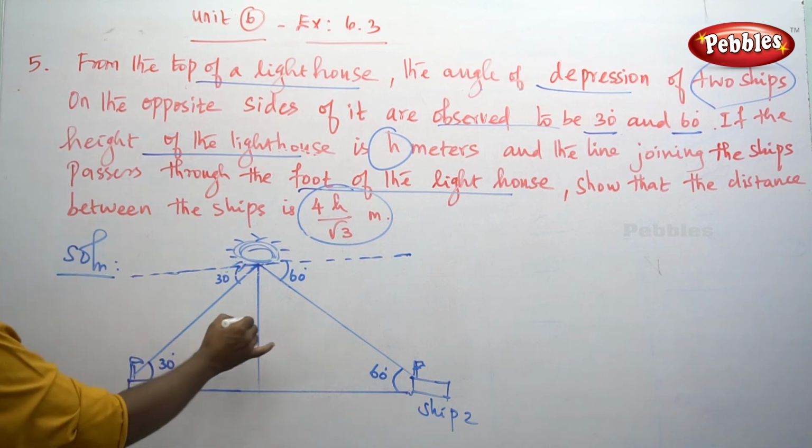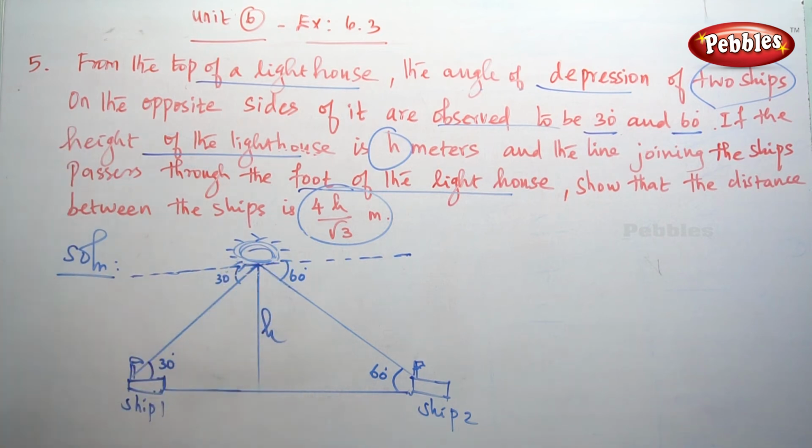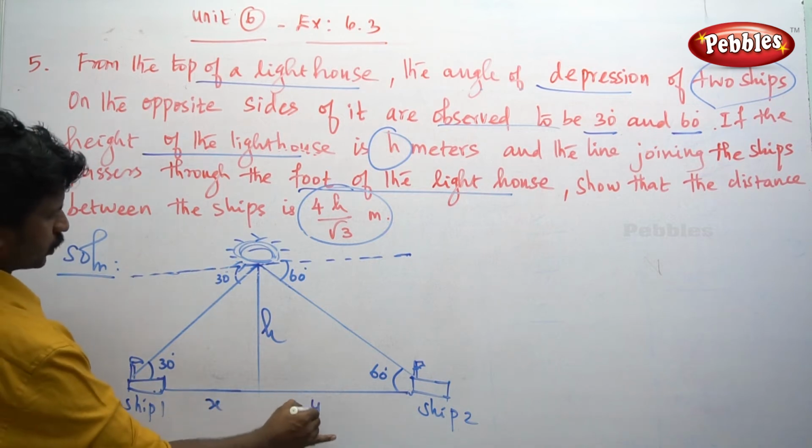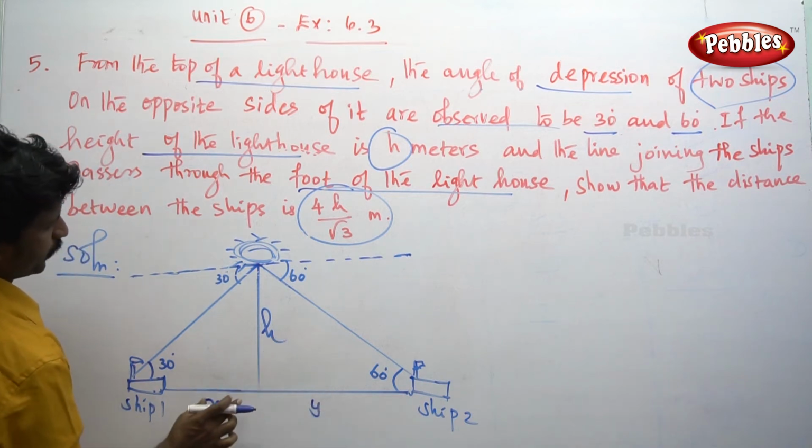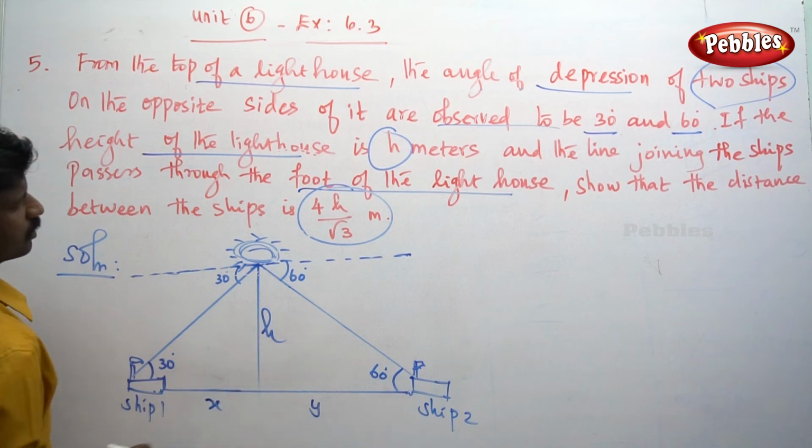So the height of the lighthouse, h meters, is given, right? Here we take x, this is y, the x, y. Show that the distance between the two ships, which means what is this distance? Which means x plus y is equal to what? That is 4h by root 3 m.